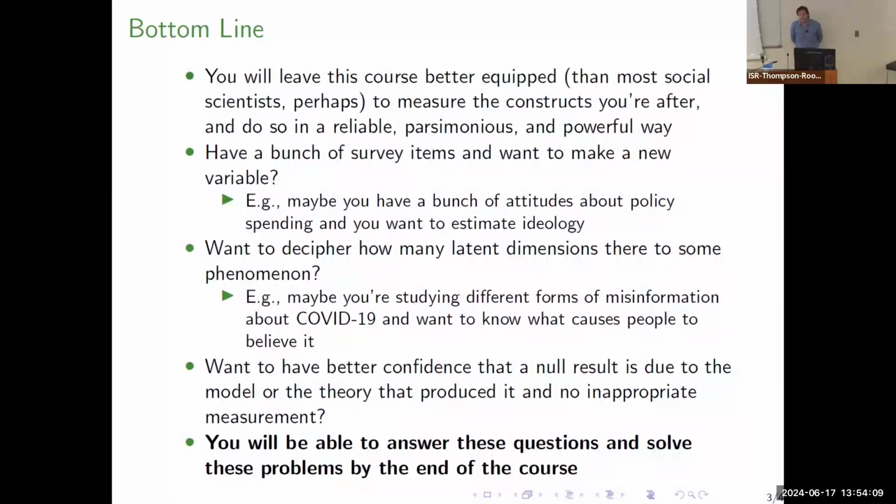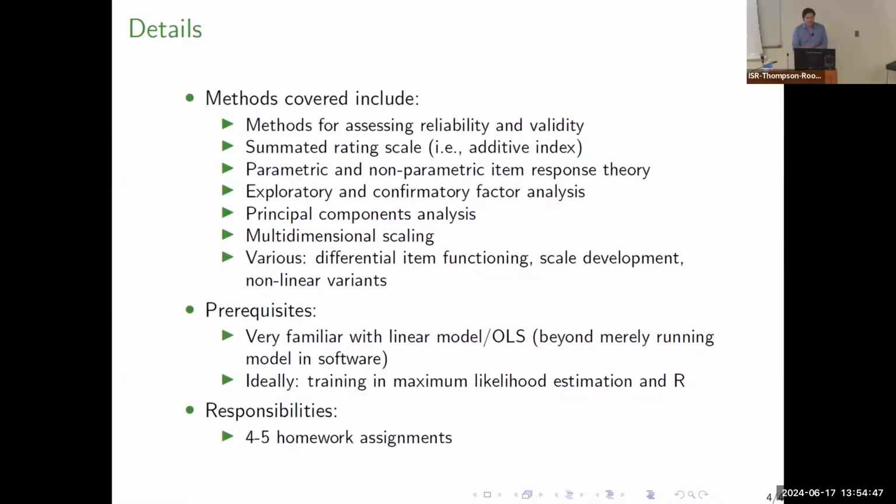Maybe you want to have better confidence that a null result is due to the model or due to a theory rather than inappropriate measurement, right? So we take all of these classes that are about modeling causal or not so causal effects between X and Y, right? And we can achieve all sorts of different results that have nothing to do with theoretically whether X and Y are related, but poor measurement of X or Y that corrupts, that biases our estimation of that effect. So you'll be able to answer all of these questions by the end of the course.